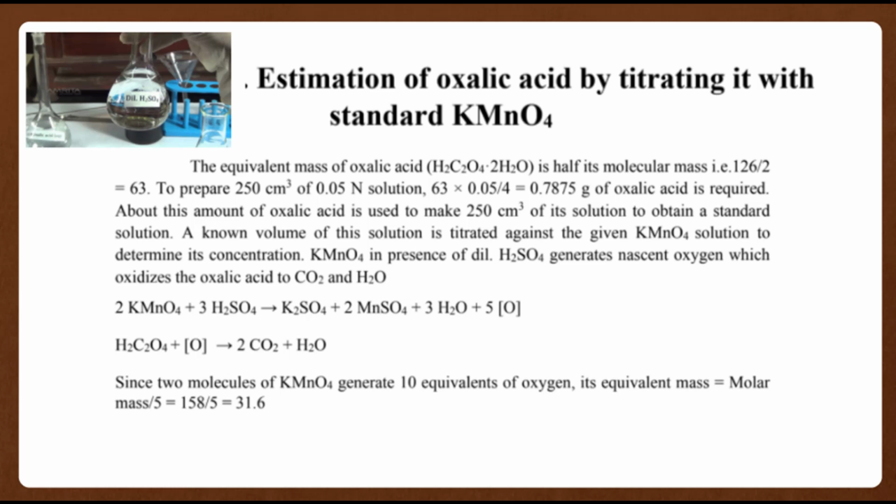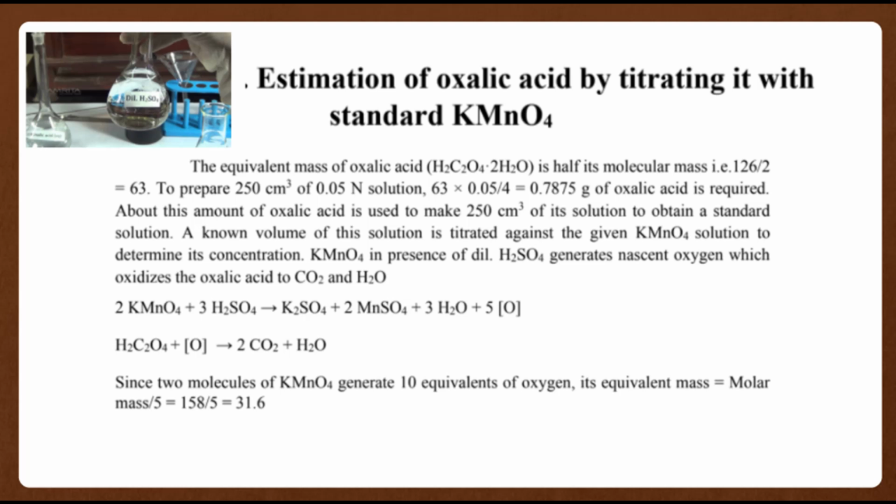The procedure of the titration is as follows. About 0.78 grams of oxalic acid is accurately weighed and completely transferred into a 250 cm³ standard flask using a clean funnel. The funnel is removed and the flask is swirled to completely dissolve the oxalic acid. The volume is precisely made up to the mark, stoppered and shaken well. The normality of the solution is calculated.